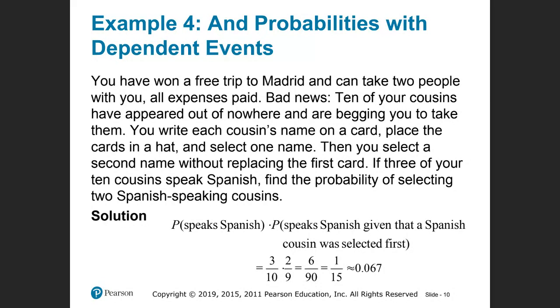We've got 3 that speak Spanish. So the probability on the first draw that the cousin speaks Spanish is 3 out of 10. That leaves only 2 cousins that speak Spanish out of 9 cousins left. So for the second draw, it would be 2 over 9. Multiplying these together, we get 6 over 90. We have to reduce that to 1 over 15. Changing to a decimal by dividing, we get approximately 0.067.